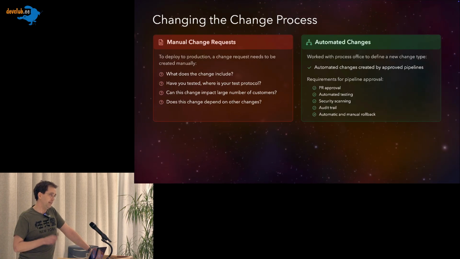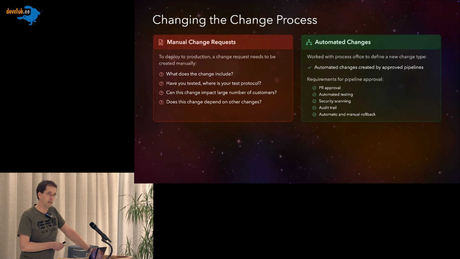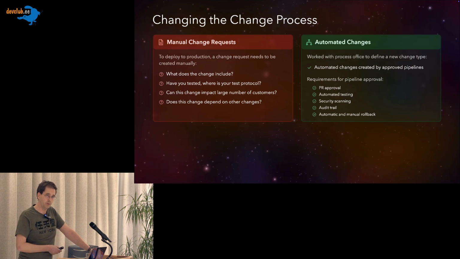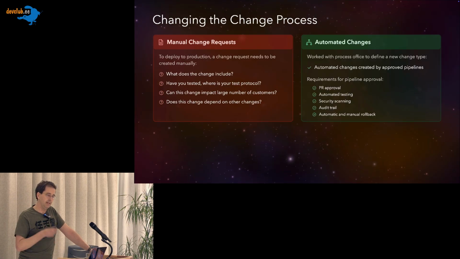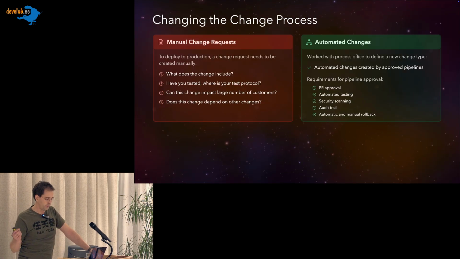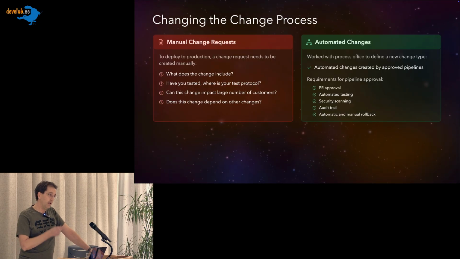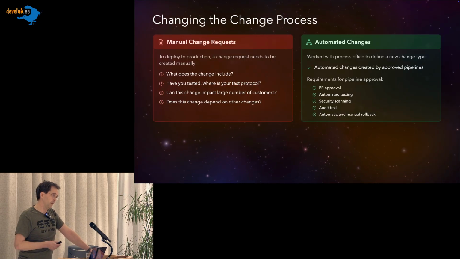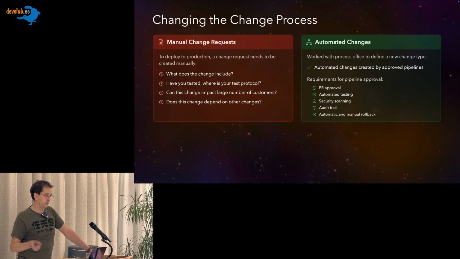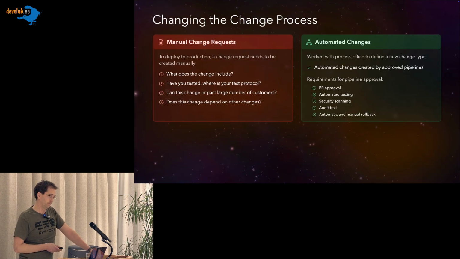So for instance, each change needs to have pull request approvals, and it needs to be approved by other people than committing the code. It needs to have automated testing, it needs to have security scanning, it needs to have an audit trail all through from commit all the way to production. And also possibility both automatic and manual rollback with ease.